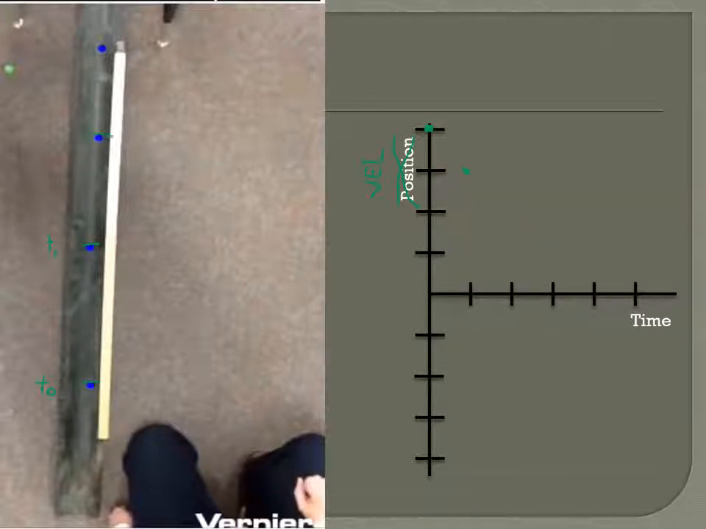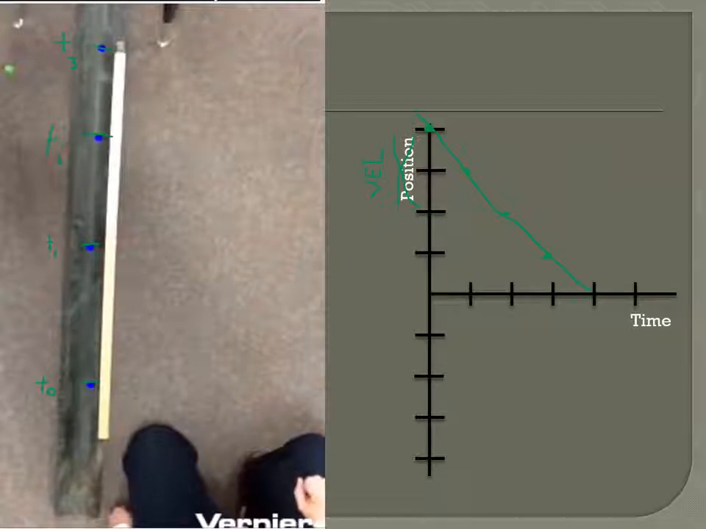At time 2, same deal. It's still going up the ramp. It's still got a positive velocity, but just not quite as large. And finally, at time 3, again, still going up the ramp, just going slower. So what I wind up with is a dot about there. And what do you notice? Now, on a velocity versus time graph, I wind up with a diagonal line.